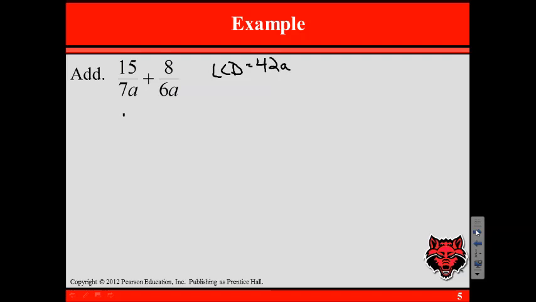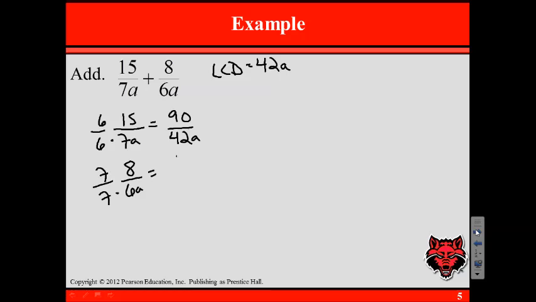In the first fraction, to go from 7a to 42a, we need to multiply by 6. So multiply by 6 in the numerator and denominator, and that will give us 90 over 42a. So now we have an equivalent fraction that we'll plug back in a moment. We need to do the same thing with 8 over 6a. 6a times 7 would give us 42a. So we multiply by 7 in the numerator and denominator. And that will give us 56 over 42a.